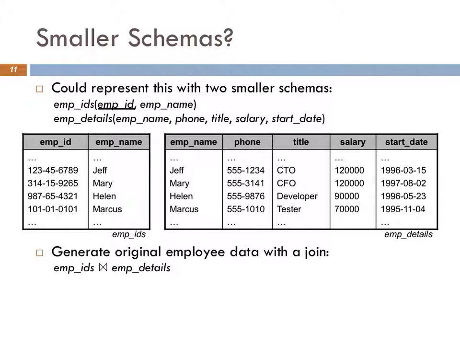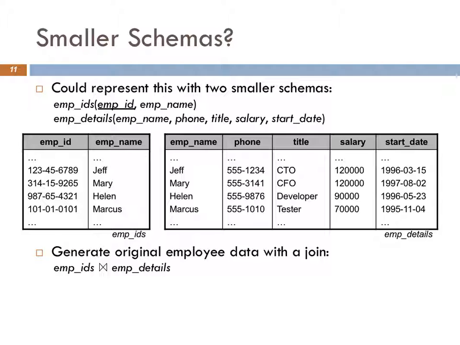But the idea being that, well, why can't I just generate the original data? If I really needed to, I could generate the original data by joining the two smaller tables together. They still have some common columns, so I'll just do a natural join and get back the results. Okay? Is this a recipe for success or failure? I'm seeing thumbs down, right?